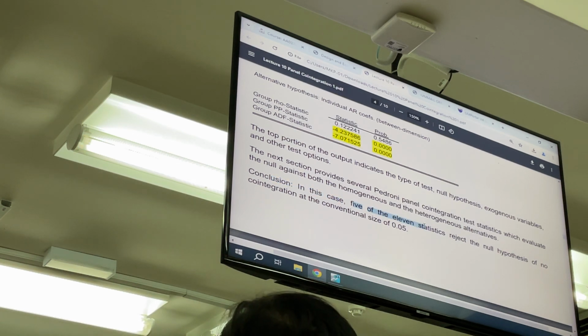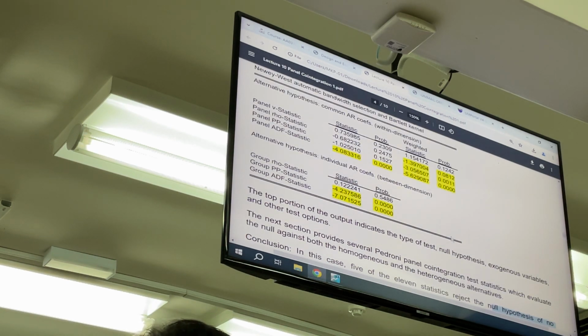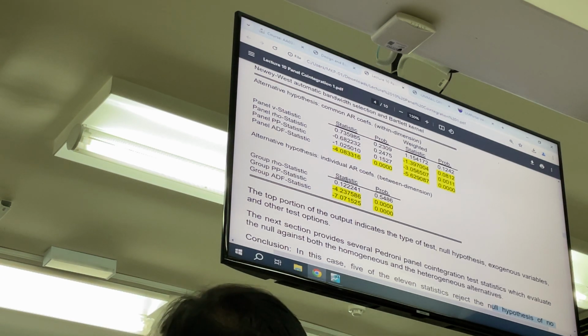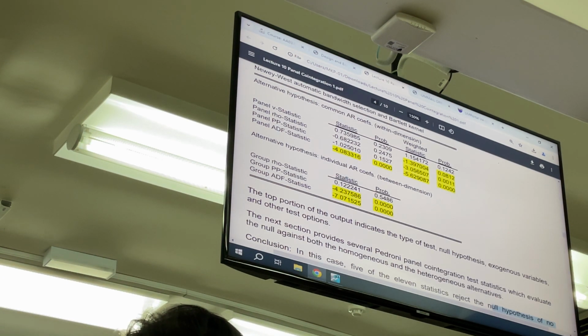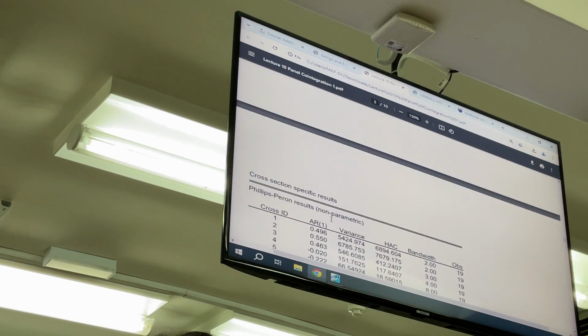5 out of 11 reject the null of no cointegration at 5%. So based on this, we test the equation by including just the intercept. What do we conclude? How many? 1, 2, 3, 4, 5, 6, 6, right? Don't know why it says 5 here. Because at 5%, this one is not included, so 1, 2, 3, 4, 5. So 5 out of 11 show that there is cointegration at the 5% significance level. So this is our conclusion.